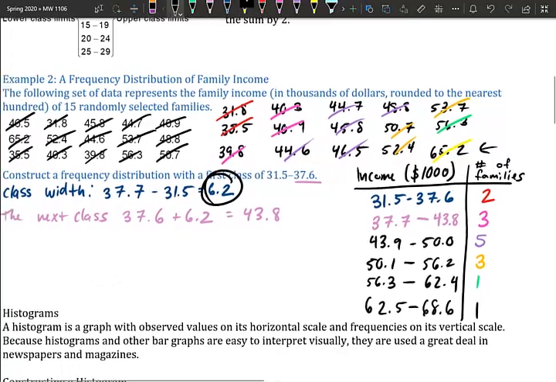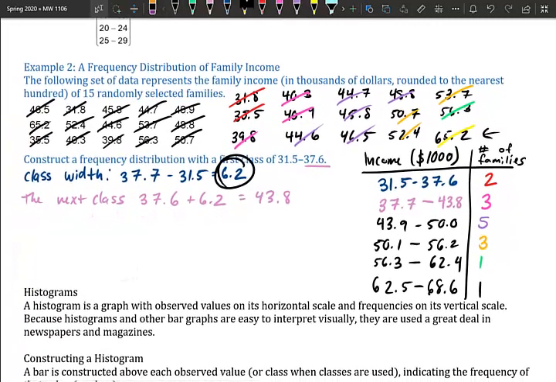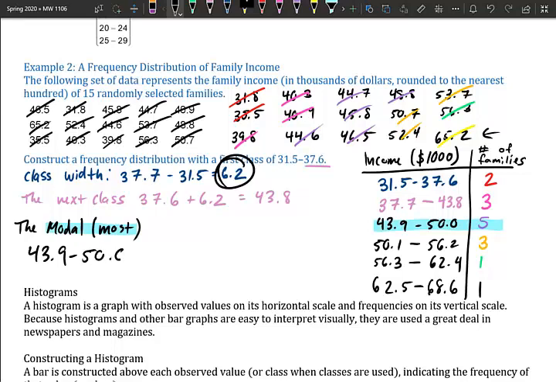So we can find a lot of information here. I didn't ask you to find this, but let's find the modal. It's like model, but with an A. Modal means most, also known as the mode. But because we're working with classes, we call it the modal. So which one has the most? That class right there. That's the modal, which is 43.9 to 50.0. So most of those surveyed make about 44,000 to 50,000 a year.